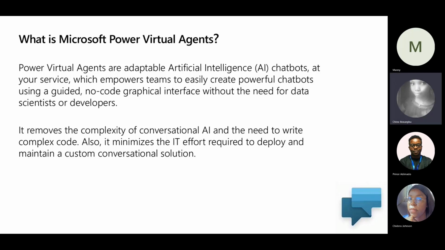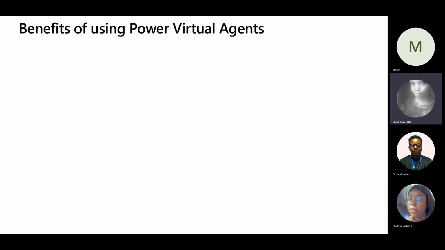The next thing is the benefits of using Power Virtual Agent. The first one is empower your team. As I said before, you don't need to write any code, you don't need to have a developer, and you don't need to be a scientist before you can build with Power Virtual Agent. The next is reduce cost. Power Virtual Agent can help you reduce the cost of employees, of manpower. You can create a bot on your own and automate the process.